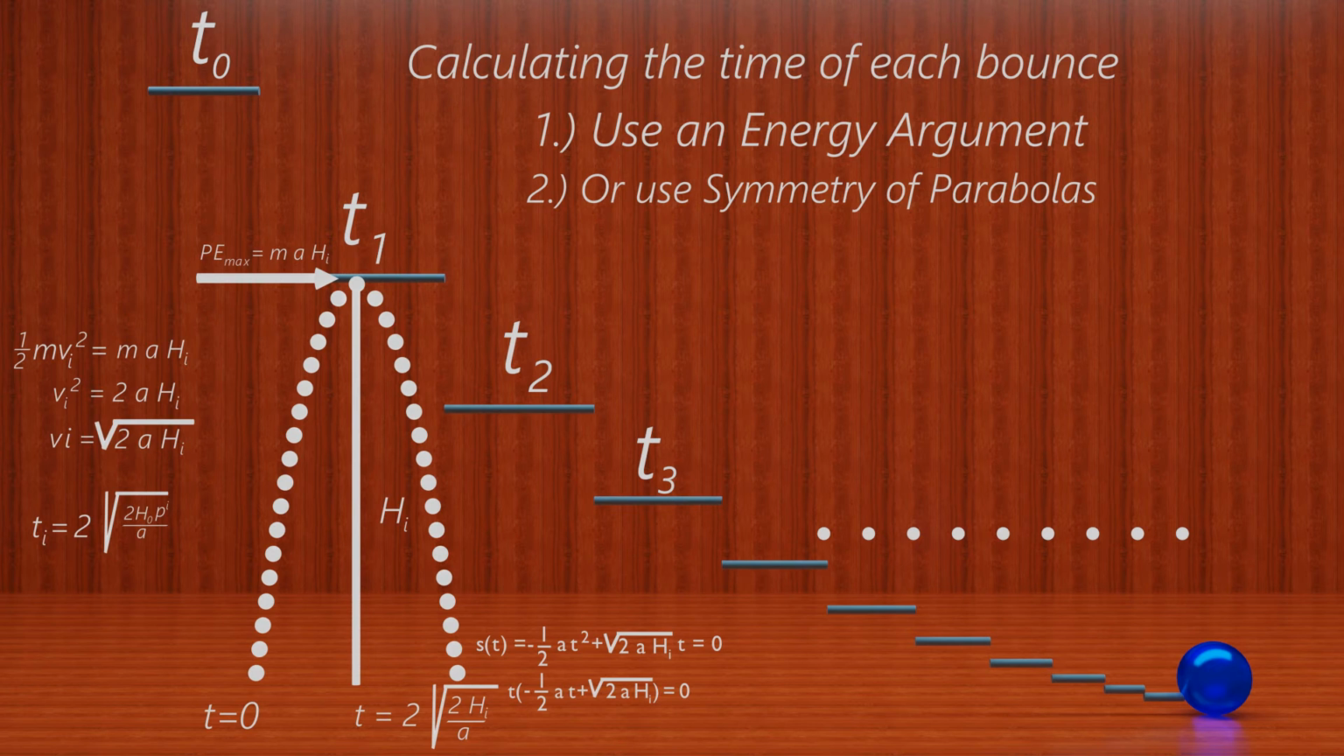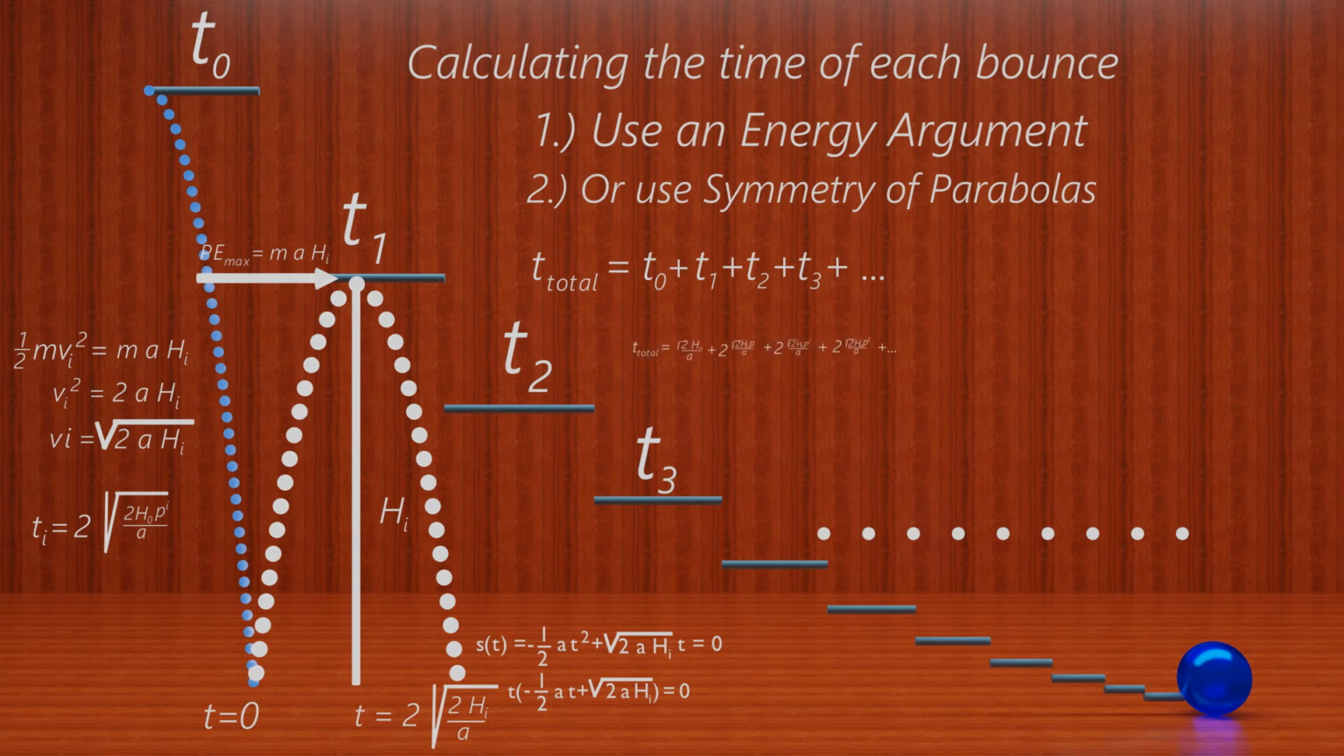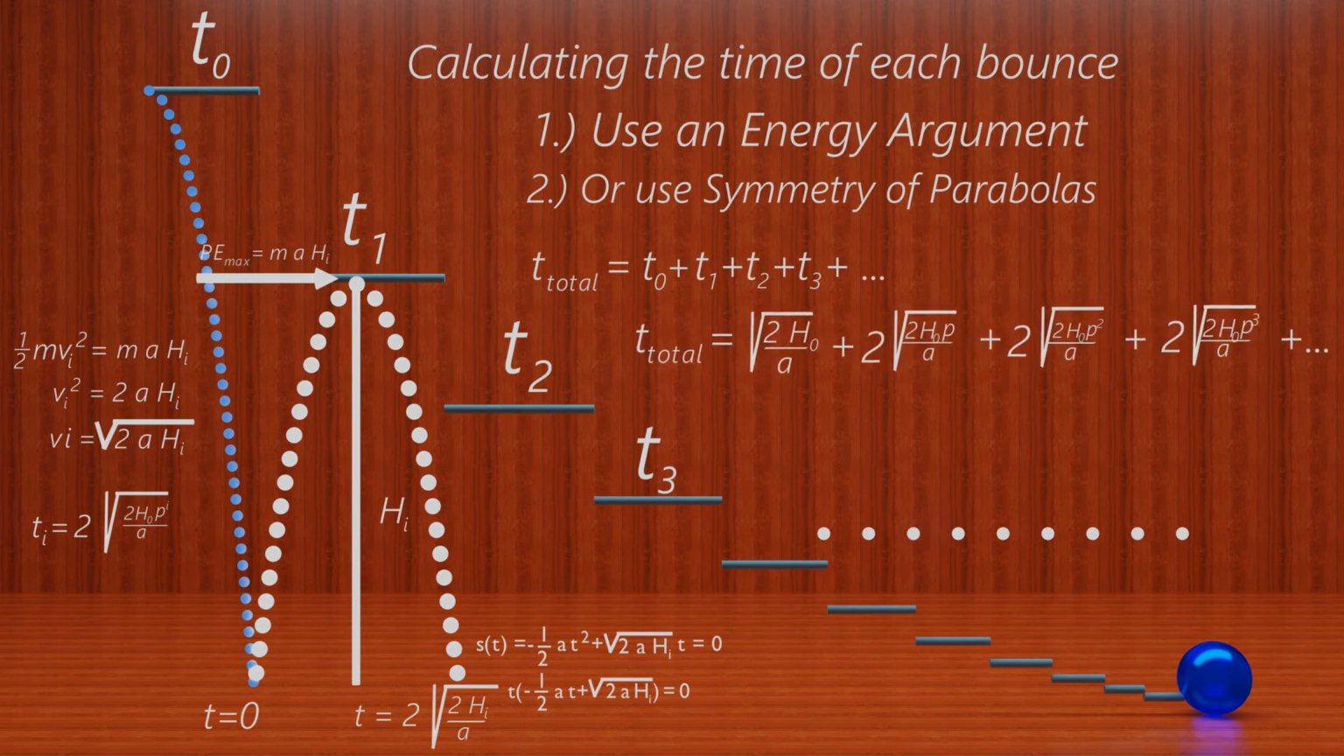Now we are going to calculate our t total, which is t naught plus t1 plus t2 plus and so on. We know that t i is equal to 2 times the square root of 2 times h naught times p to the i, all over a. For t naught, the ball just drops down to the ground, so we only need half the time for our initial bounce. Thus, we get our sum, which is the square root of 2h naught over a plus 2 times the square root of 2h naught over a times p plus 2 times the square root of 2h naught over a times p squared plus and so on.